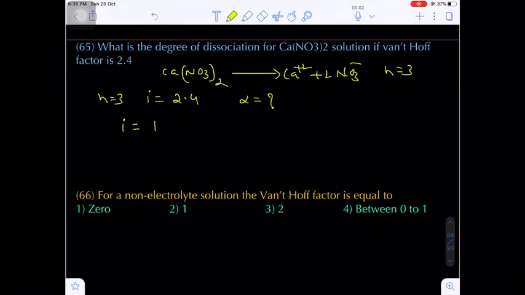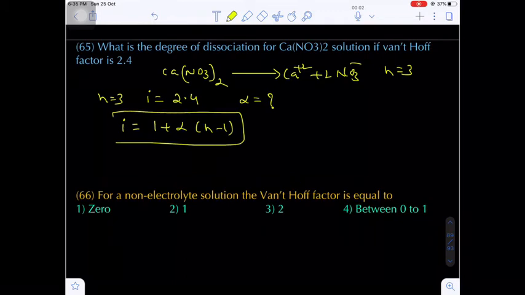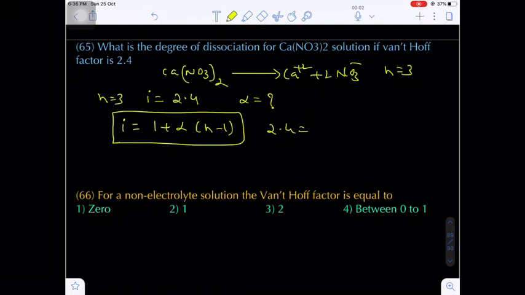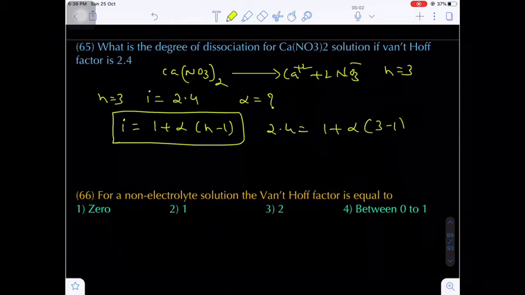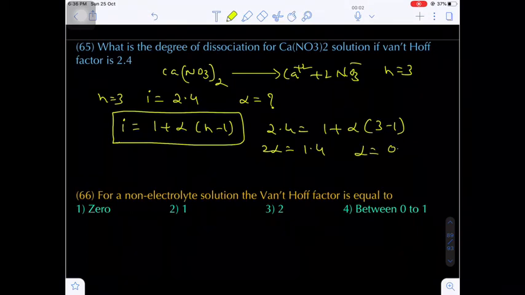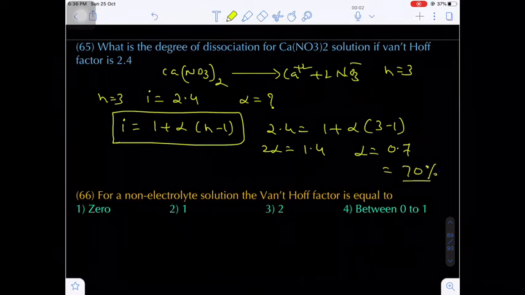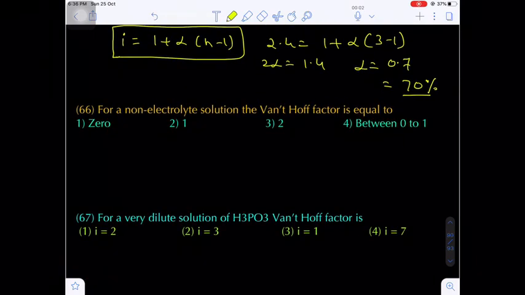Yes, iota value equals 1 plus alpha into n minus 1. So this is a general formula regarding the dissociation of a solute. Iota value 2.4 equals 1 plus alpha, which is to be calculated, into n minus 1, 3 minus 1, that will be 2 alpha. So 2 alpha will be equal to 2.4 minus 1, 1.4. Alpha value equals 1.4 by 2, that will be 0.7. That means in terms of percentage, 70%.